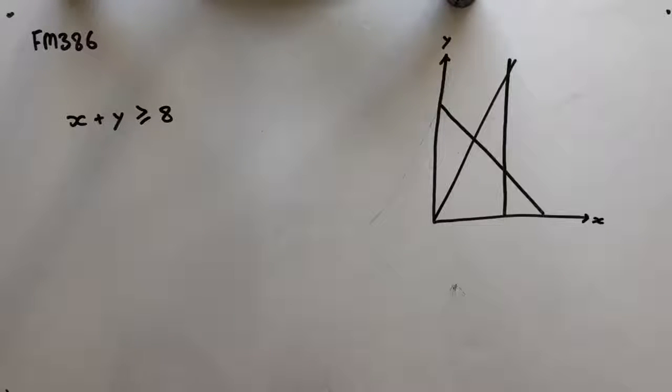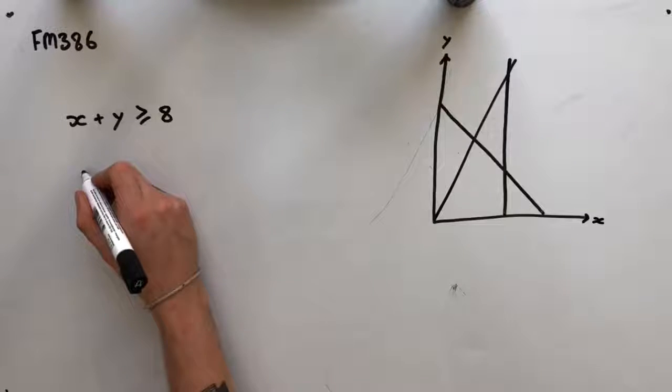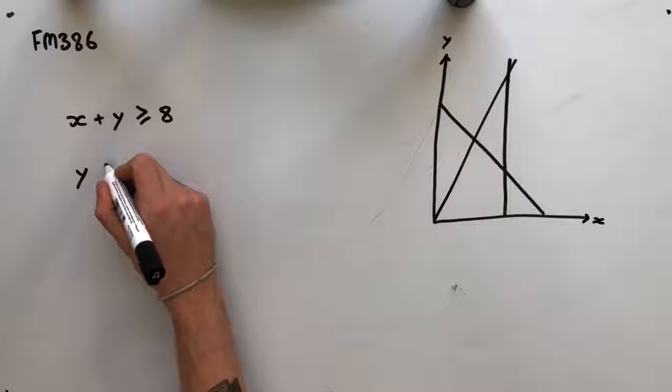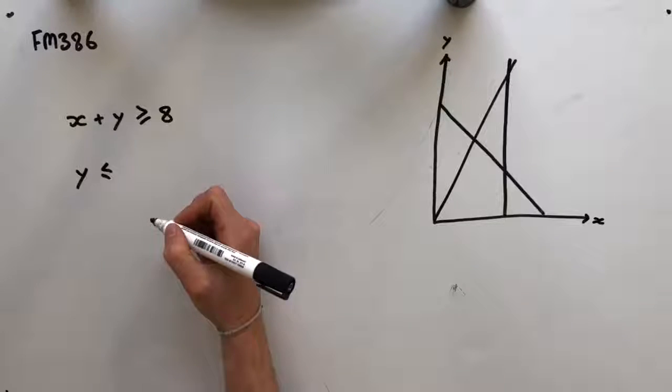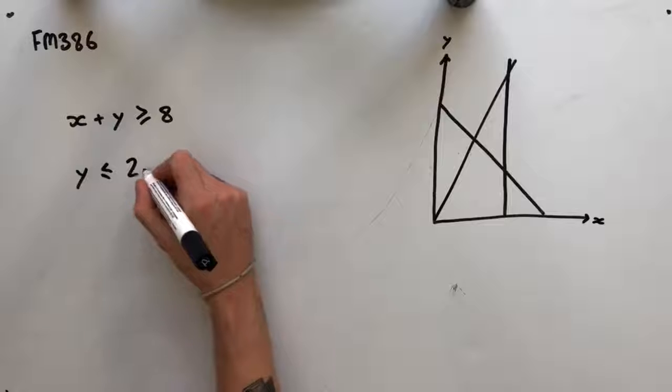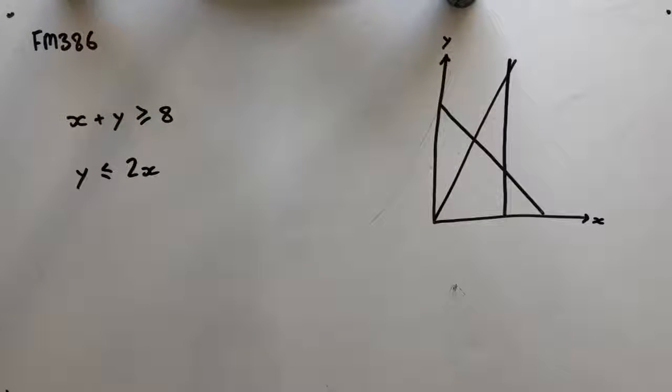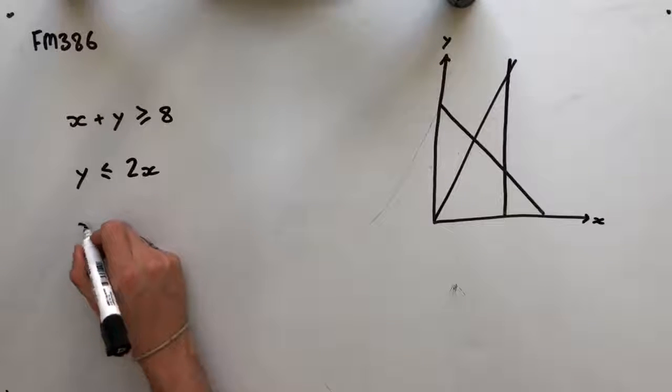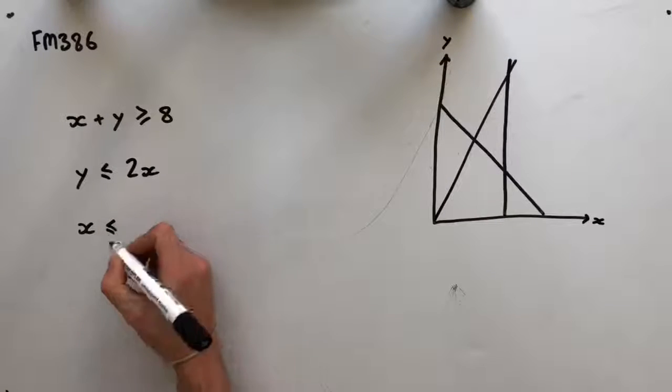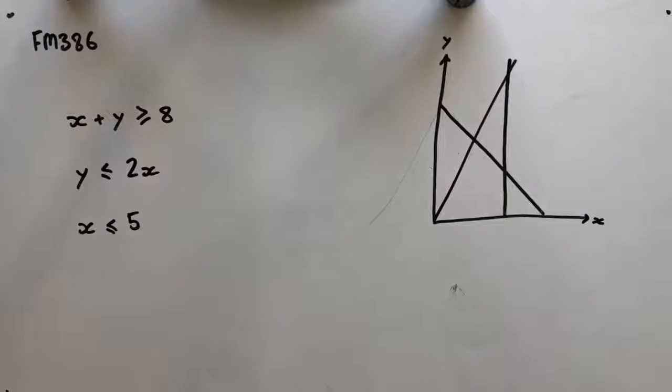The second inequality we have is that Yolandi wants to do no more than twice as much work on the ramp than Xander. So Yolandi's hours have to be less than or equal to 2 times Xander's hours. Xander doesn't want to spend more than 5 hours working on the ramp. So Xander's hours have to be less than or equal to 5.